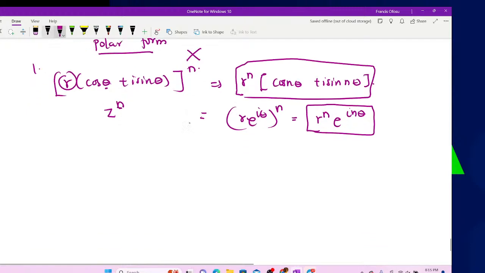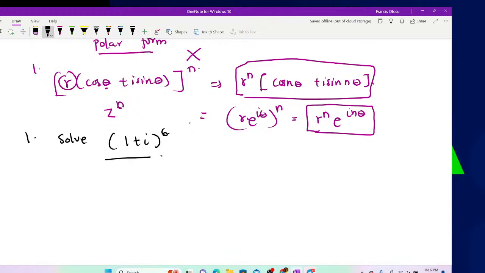Let's solve one example for you to understand the De Moivre theorem. So first, I have this example here. Solve the expression (1 plus i) to the power 6. You can imagine if you are to solve (1 plus i) to the power 6, you are to use the binomial expansion, which is very tedious. De Moivre's theorem will set in to make calculation simpler, but the condition says convert your complex number to polar form.